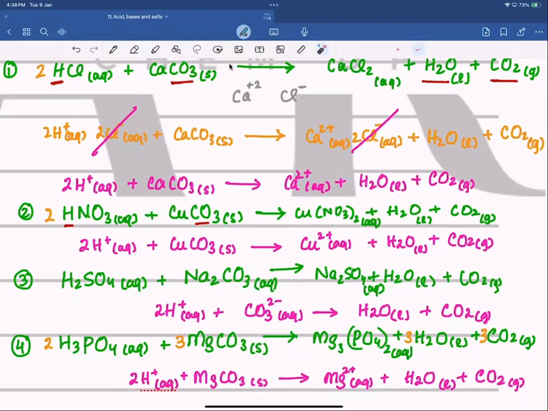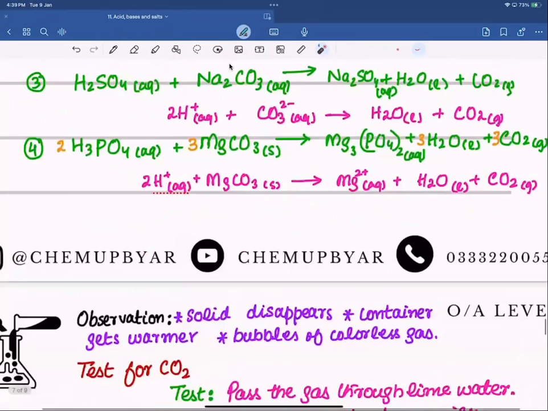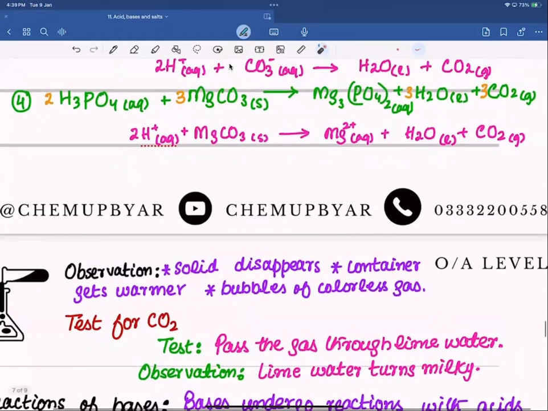The beaker gets warmer. Very good. The beaker gets warmer because the reactions of acids are always exothermic. Okay. And we are getting carbon dioxide gas. So what will be the test for carbon dioxide gas? Lime water. We will pass the gas through lime water. That is the test. And what will be the observation? It turns milky. Okay. So note down the observation and test of carbon dioxide.